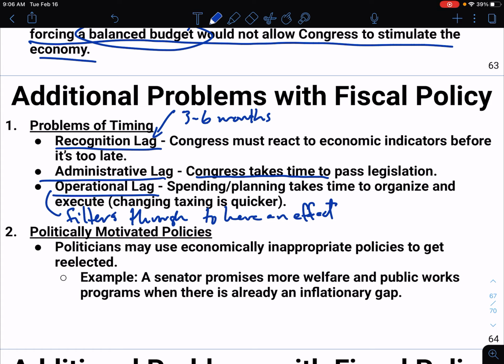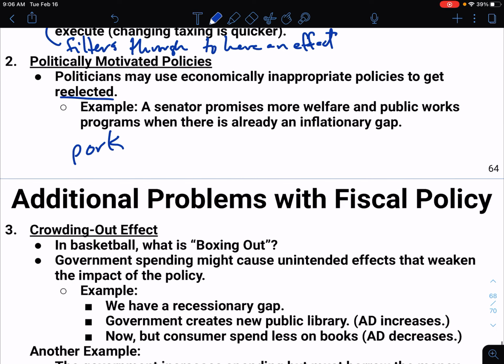And then another problem, of course, is what can be called pork. Just because the legislation happens doesn't mean that it is always in the long-term best interest of the nation as a whole. It might only impact certain constituencies. And of course, typically that is related to getting reelected.